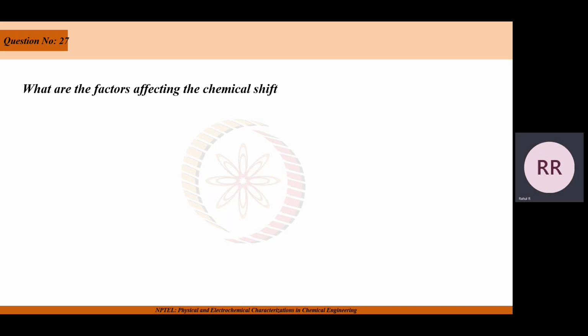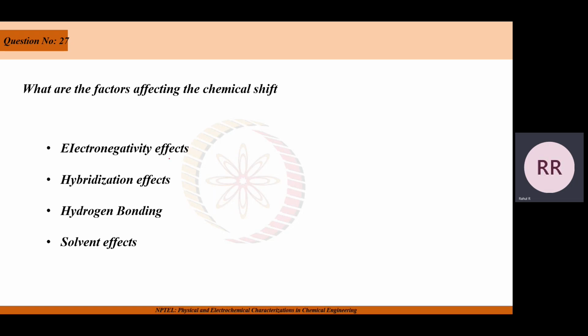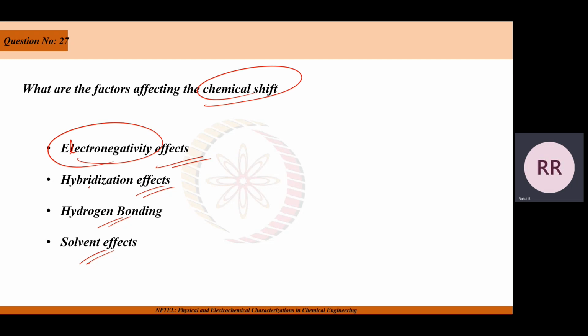So I think you guys got enough time to think about the answer. The electronegativity effects, the hybridization effect, the hydrogen bonding effect, and the effects of the electronegativity of the particles will actually determine the chemical shift. The hybridization of the particles, for example, to which atom, to which sp3, to what it is bonding, all those things actually determine the chemical shift, and the presence of hydrogen bonding in the system will actually determine the chemical shift, and the use of the solvents will also affect it.